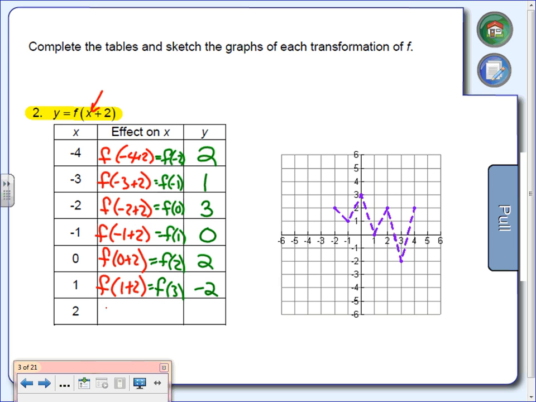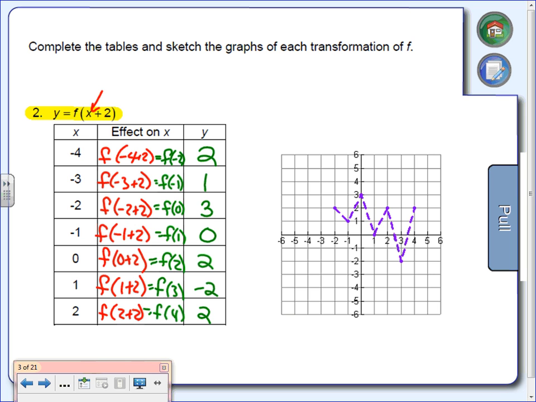And one more here. If I plug in a 2 for the x, 2 plus 2 gives me 4. If you look back on the first page, f of 4 is equal to a 2. So after it's all said and done, I've got some new ordered pairs. What we're going to do now is take these new ordered pairs, plot them, and see what kind of graph I get this time.